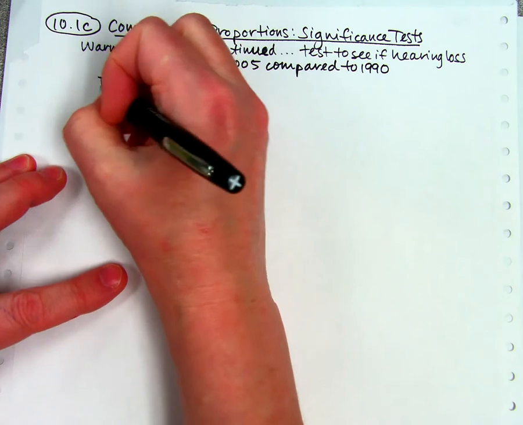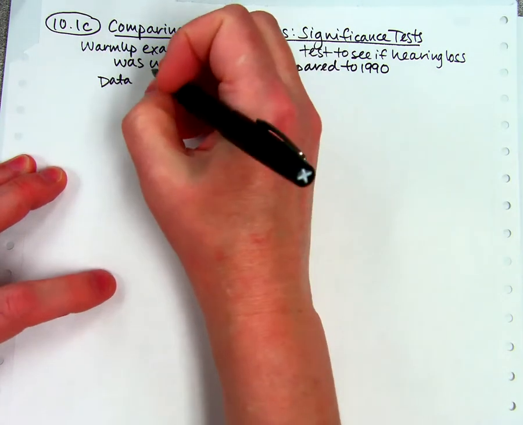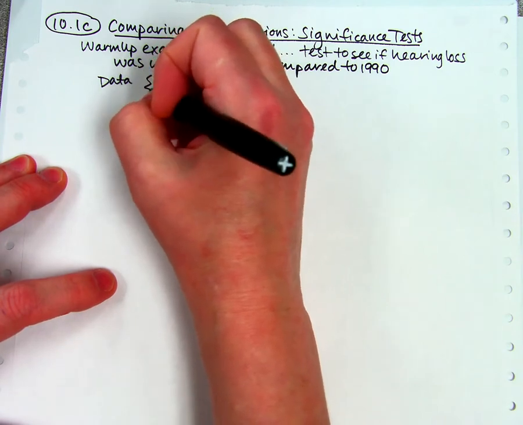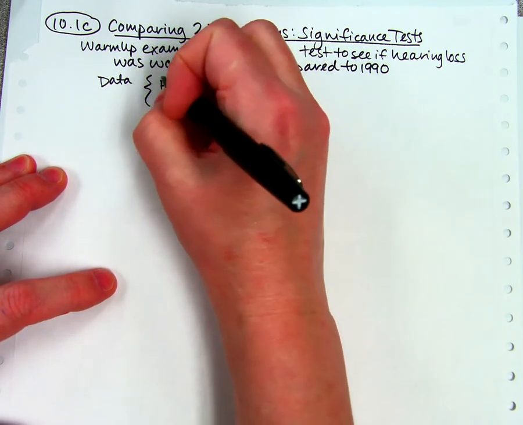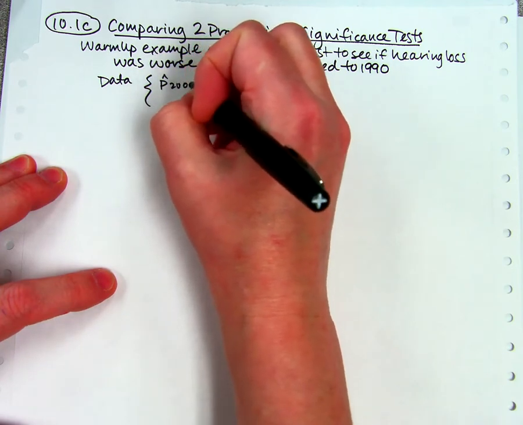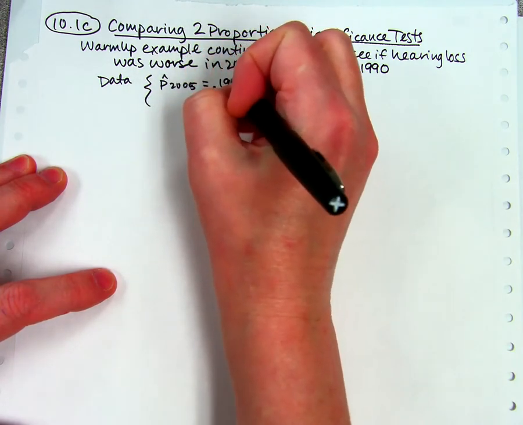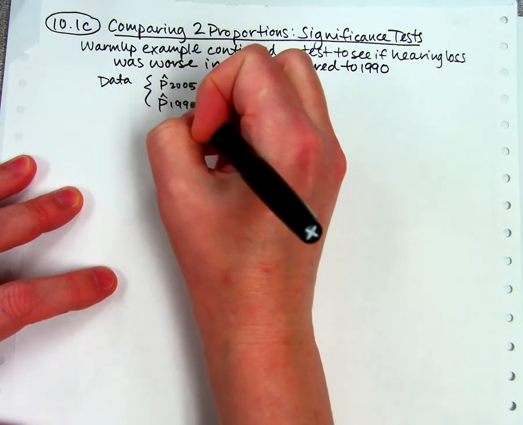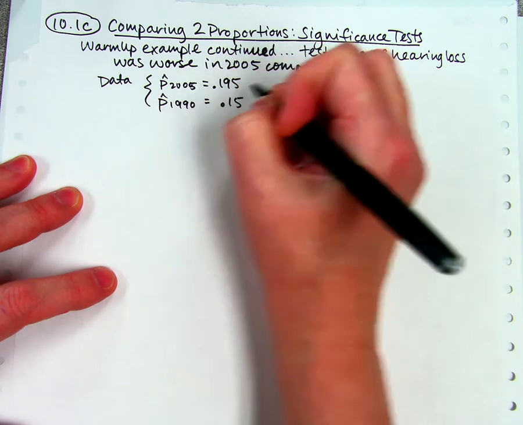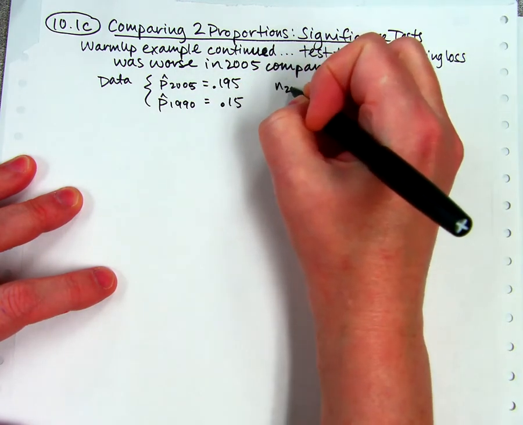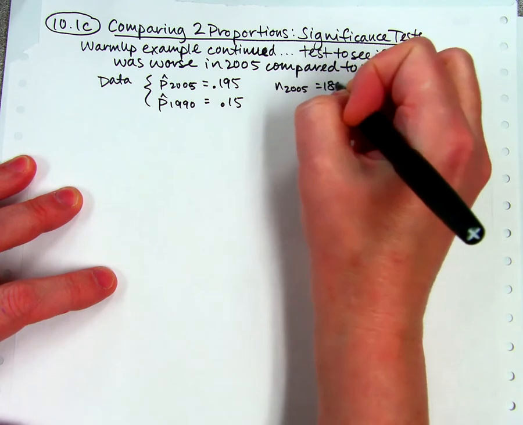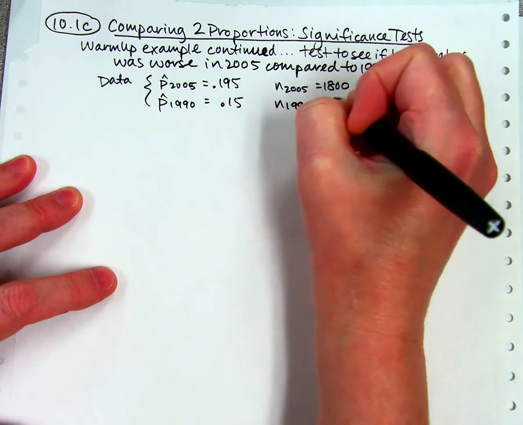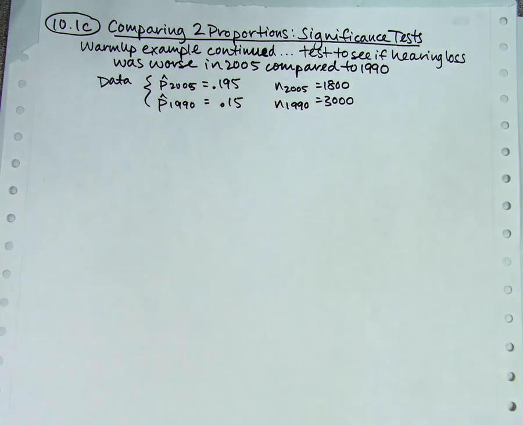And the data that was gathered was a random sample of teens. We actually already checked the conditions, so maybe I can shortcut that part. But the p-hat for 2005 was 0.195 teens with hearing loss, and p-hat for 1990 was 0.15. And the sample sizes, we're going to need those, were 1,800 and 3,000. So that's the data that was given in the original problem.